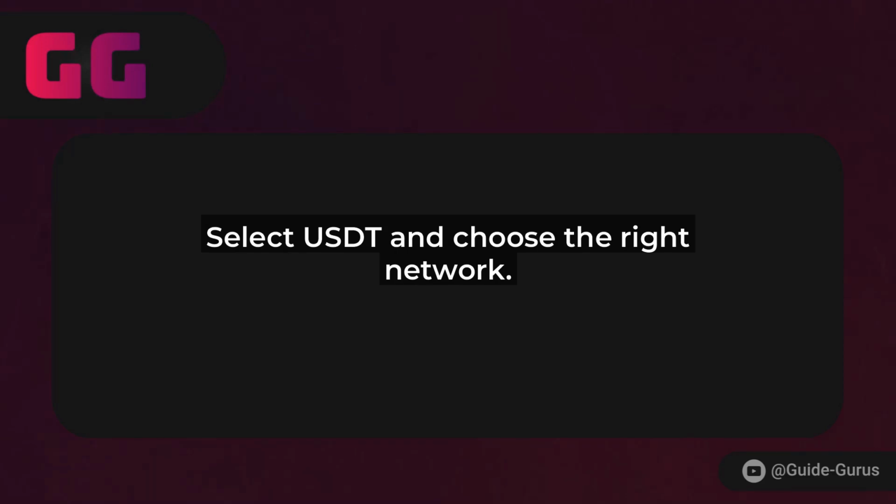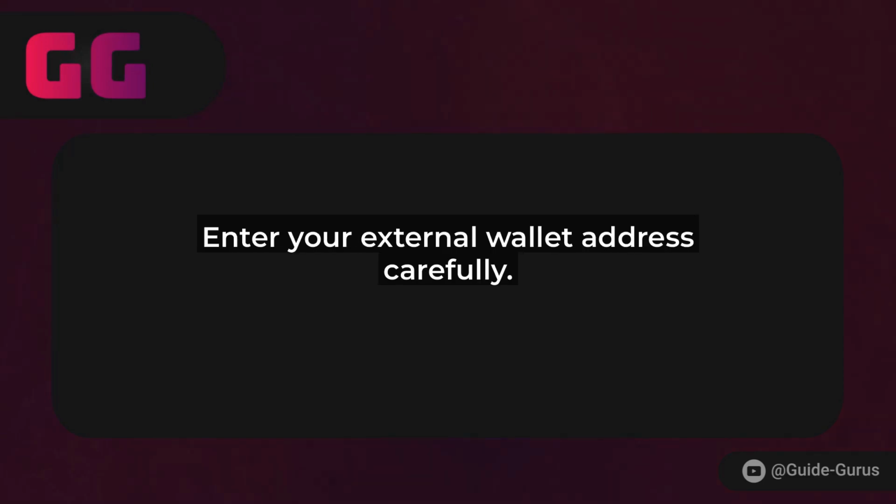Once you're in, head over to the Wallet or Funds section. This is where you'll see all your assets, including USDT. Next, select USDT from your list of holdings. You'll probably see options for different networks, like Tron, Ethereum, or Solana. Choose the one that matches your wallet setup to avoid any compatibility issues.